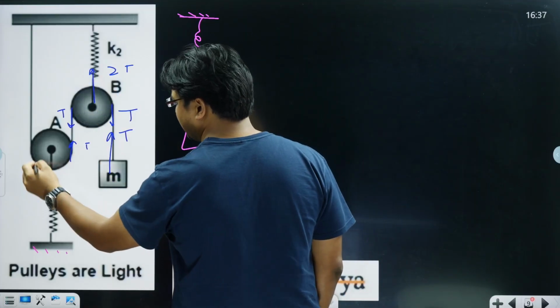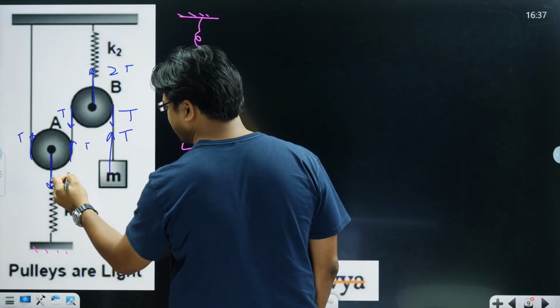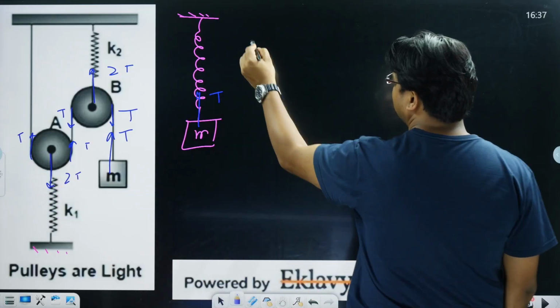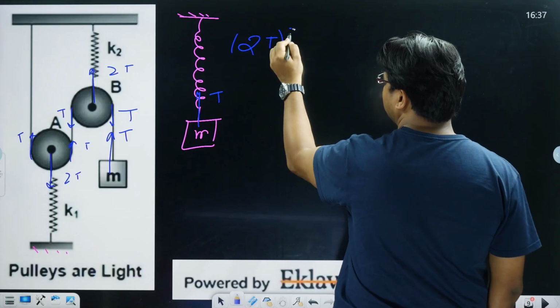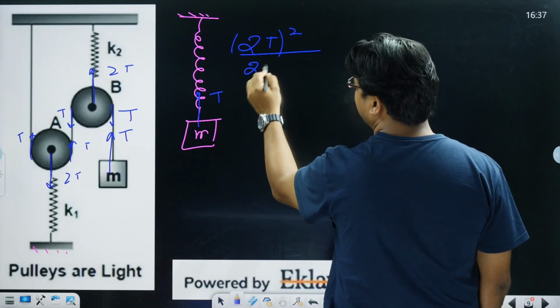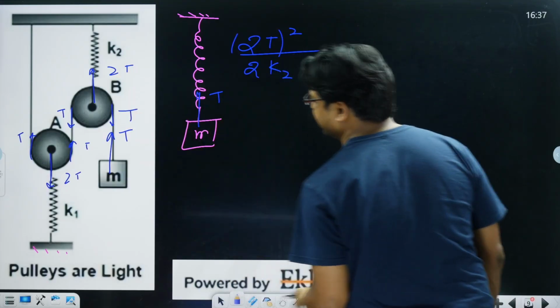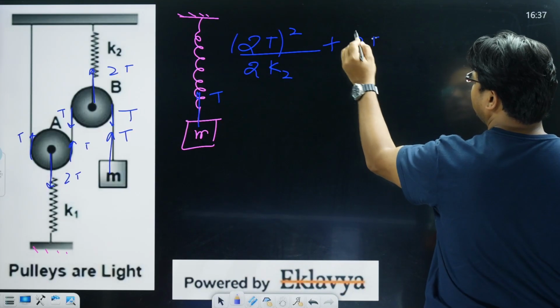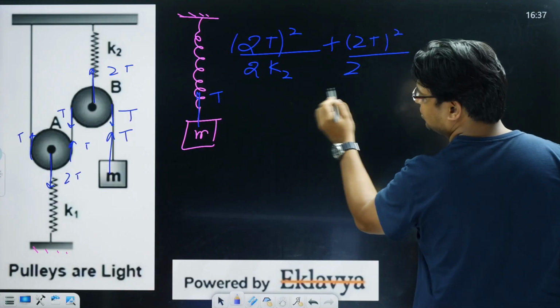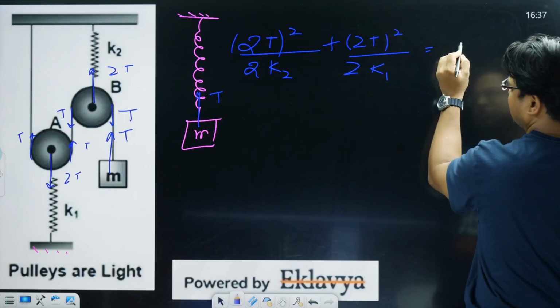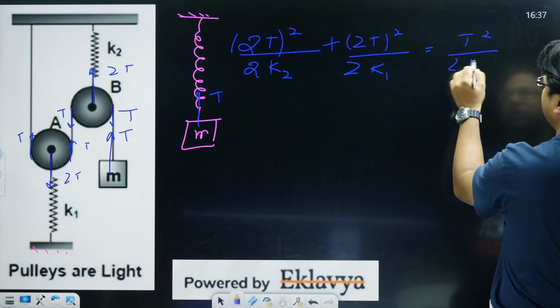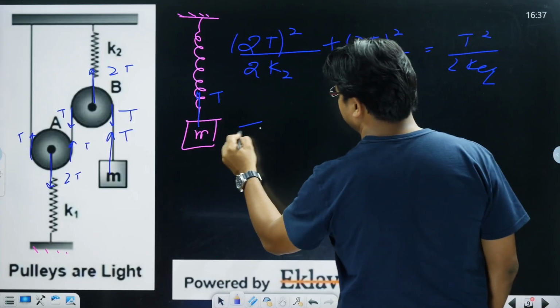Now this is T, this is T. The force here is again 2T. It's very simple now. You see, I'll do it directly. So 2T square by 2 times K2, that is the energy of this spring, plus 2T square divided by 2 times K1 is equal to T square by 2 into K equivalent. So this will become what?